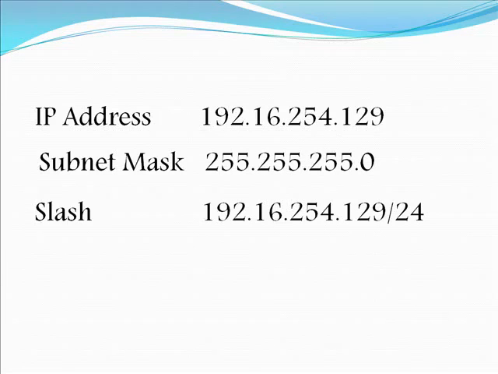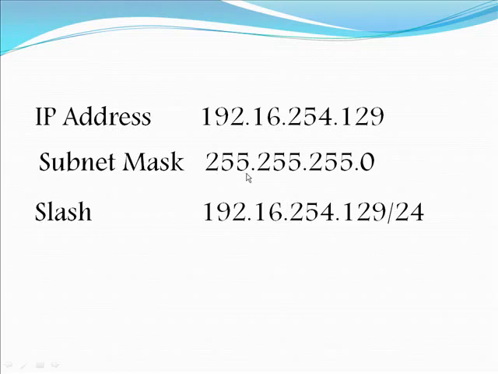What we're looking at now is your everyday IP address. Just pick this one at random: 192.16.254.129. This is going to be the example that we're using through most of this video. And this is the default subnet mask for 192, which is a Class C address, which we'll get into later.